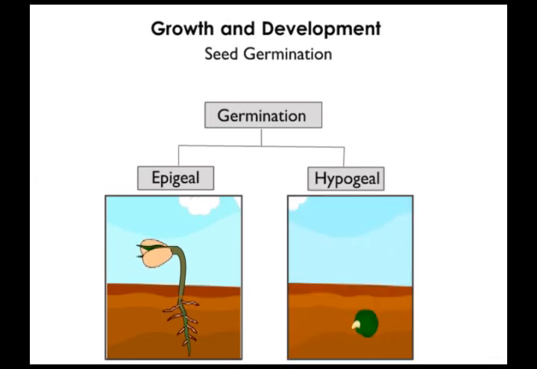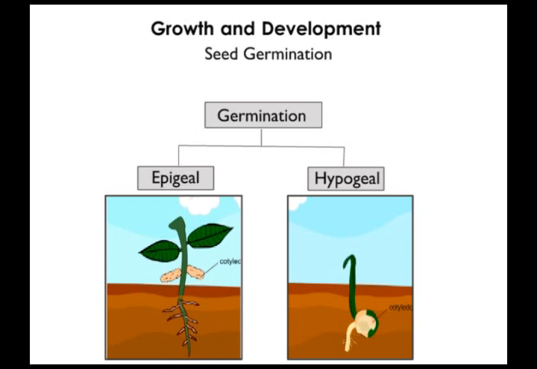Hypogeal germination occurs in monocots. During this germination, the epicotyl, that is the part between the cotyledon and the plumule, elongates and the plumule grows out of the coleoptile while the cotyledon remains underground.